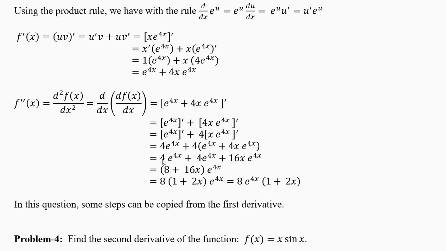Now open the brackets, you'll get 4 into e power 4x plus 4 into e power 4x. 4 into 4 16, and there is this x. So you have 4 plus 4 8 and 16x e power 4x. You can take 8 common, you'll get 1 plus 2x into e power 4x. 8 has to be written on the left. This bracket 1 plus 2x can be written on the left or on the right as you like it.